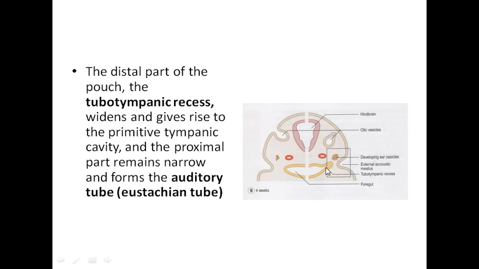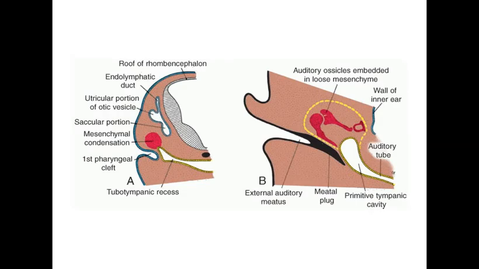It widens and gives rise to the primitive tympanic cavity. Okay. And the proximal part remains narrow, forming the eustachian tube. This picture is very nice. Here we can see this is the tubotympanic recess.